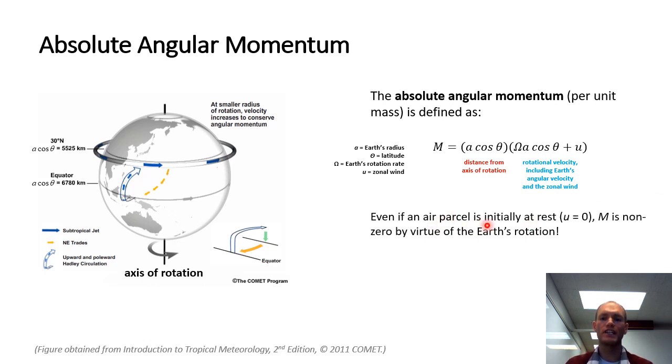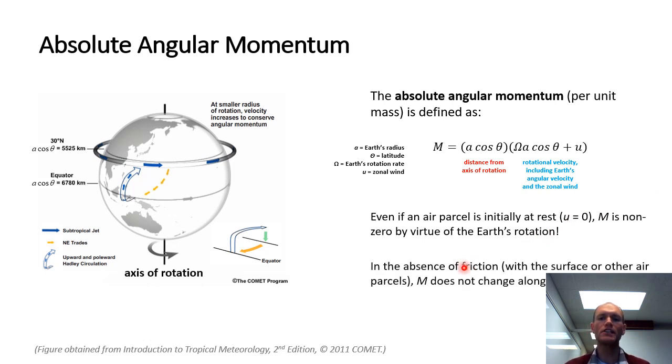Even if an air parcel is initially at rest, even if u is 0 initially, m is not 0 so long as you're not at the pole where cosine of theta would be 0. M is non-zero by virtue of the Earth's rotation. So the Earth rotating around means that even an initially at rest air parcel still has some amount of absolute angular momentum with it. So in the absence of friction, whether that be with the surface or with other air parcels, when you move with the wind, the absolute angular momentum does not change. It is what we would call conserved.